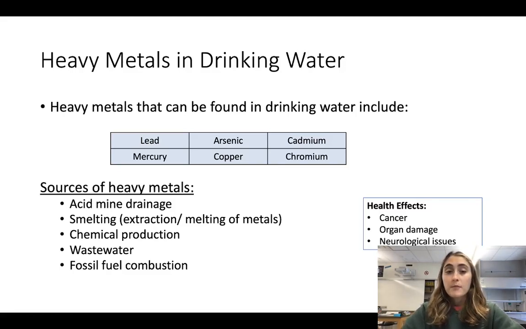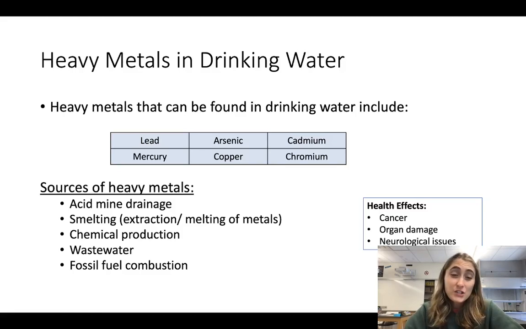Okay, another type of pollution is heavy metals in drinking water. So the ones that we'll kind of focus on are lead, mercury, arsenic, copper, cadmium, and chromium, and we'll be expanding on these a little bit later. These can end up in waterways in a multitude of ways.